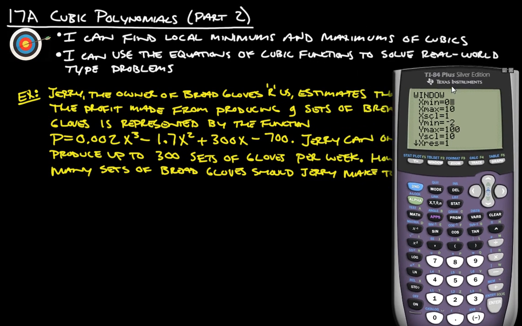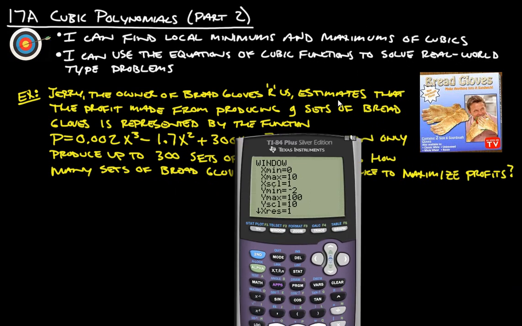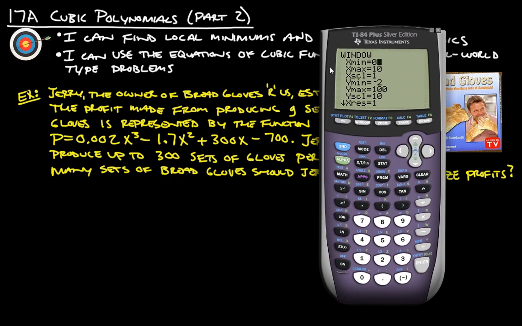And then the maximum actually tells us over here that he can only produce up to 300 sets of gloves. So for our max we're going to put 300 in, because that's as far as we can go. X scale, let's make it go by, say, 50.